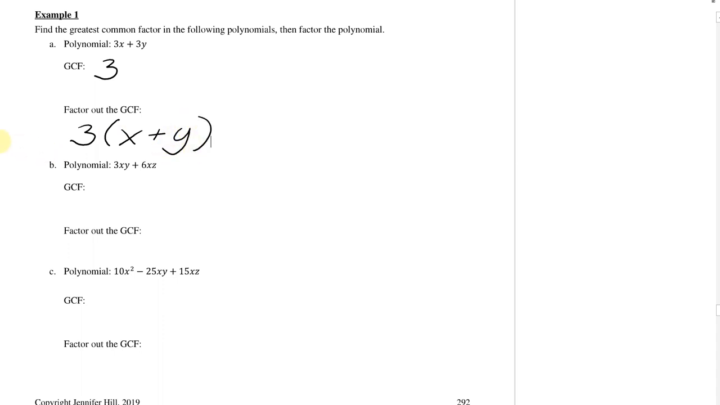So look what happens if I actually try to multiply this back out. This is what it means to factor, right? If I distribute this, I get 3x plus 3y. So this can be a really nice quick way to check whether or not you found the right solution.